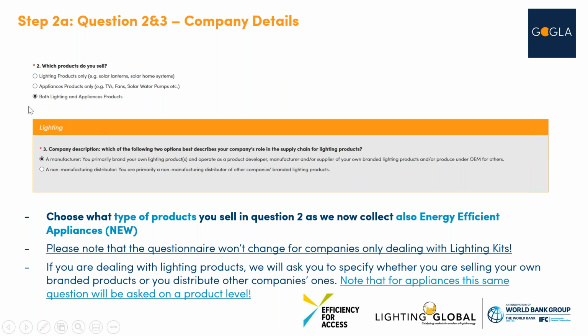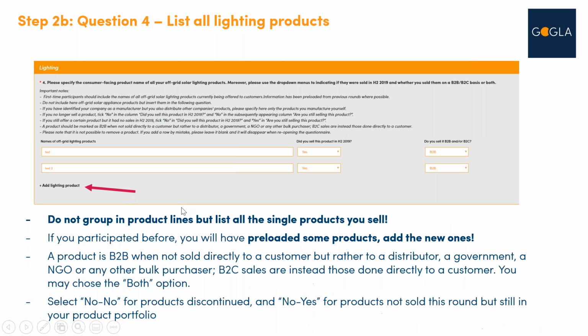We start off by asking you about your product. We do this data collection on a product level, which is the most granular level, so that we can properly aggregate between all companies in the different categories. So here we ask you to list all of your products by pushing on add lighting product here. Once you click here, a new line will appear.